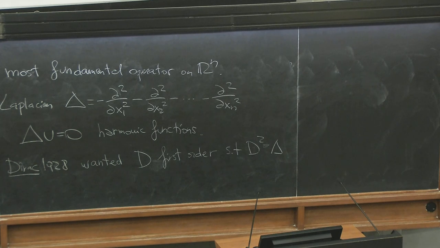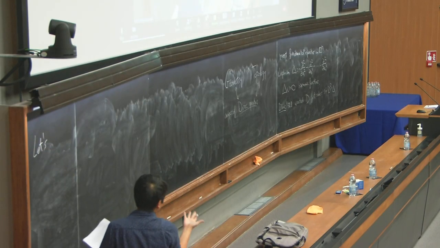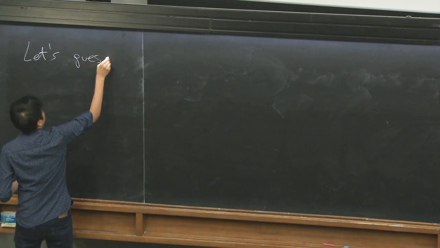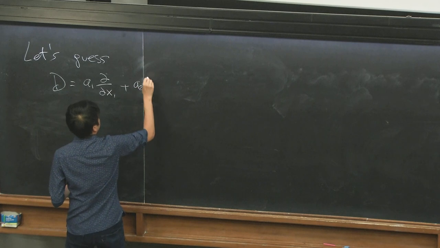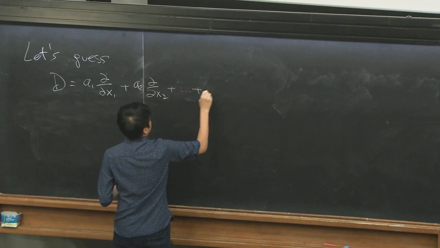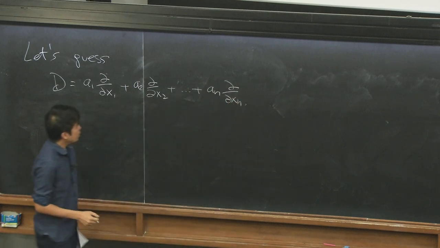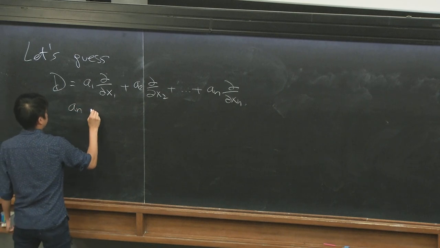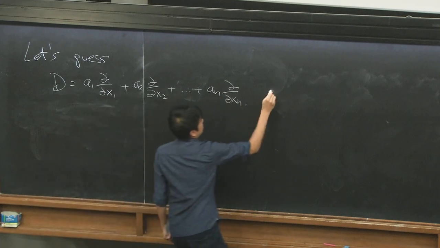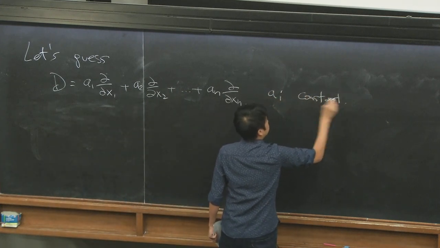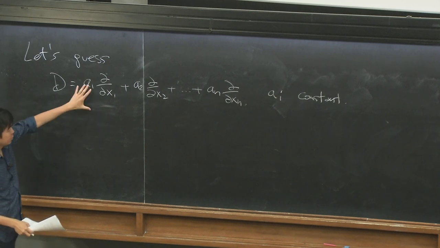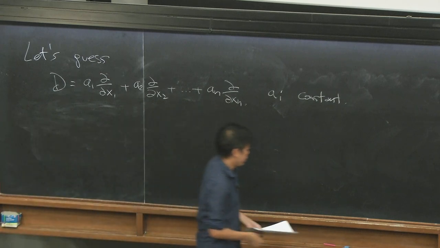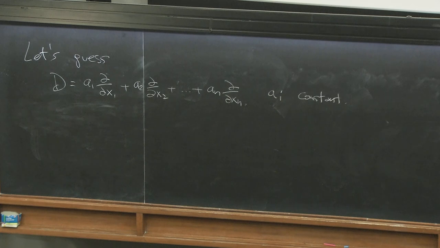So let's try to guess how such an operator D might look. Let's say D has the form a_1 ∂/∂x_1 plus a_2 ∂/∂x_2 plus ... plus a_n ∂/∂x_n, where the a_i are constants. For simplicity, let's try the simplest thing you can try: just write a general first order differential operator with constant coefficients. And now this is the equation we want to satisfy. So let's set it up.